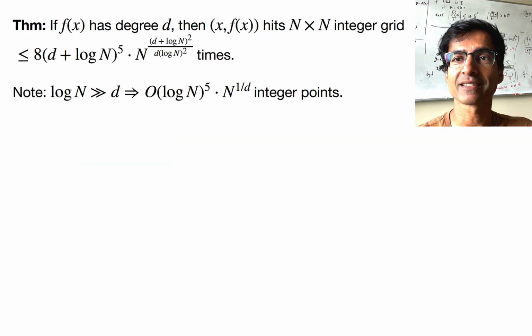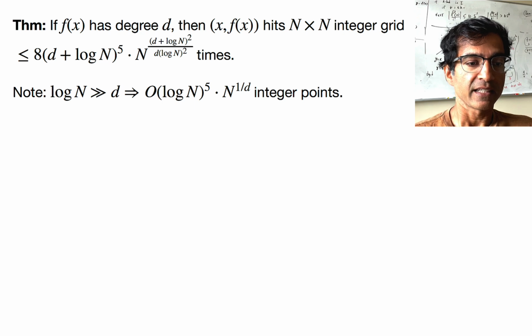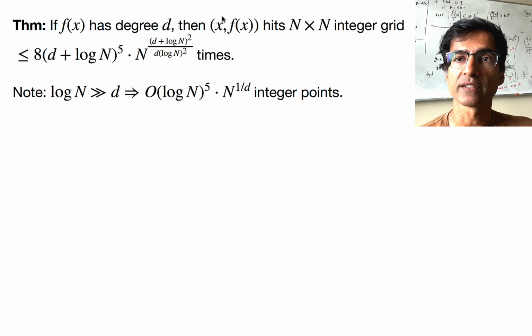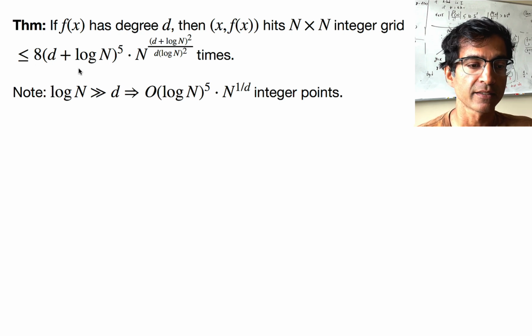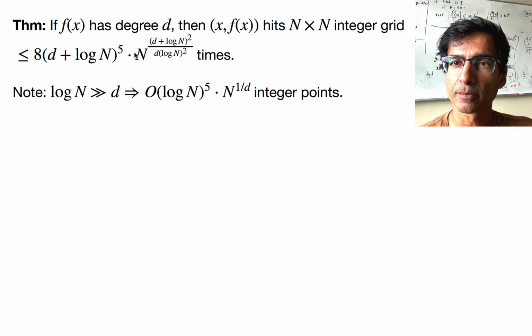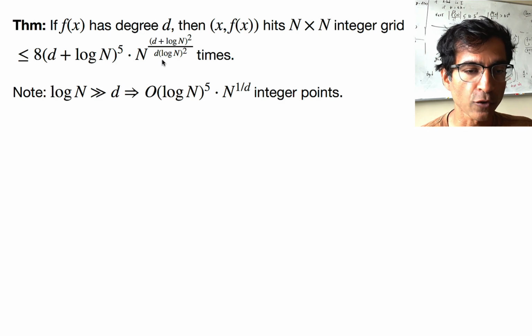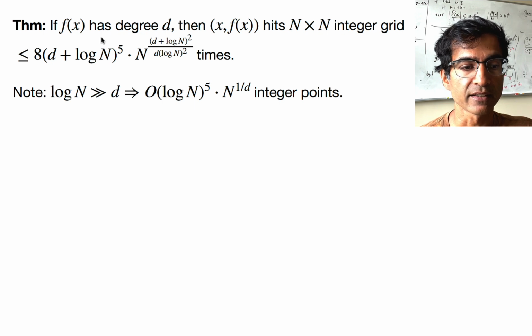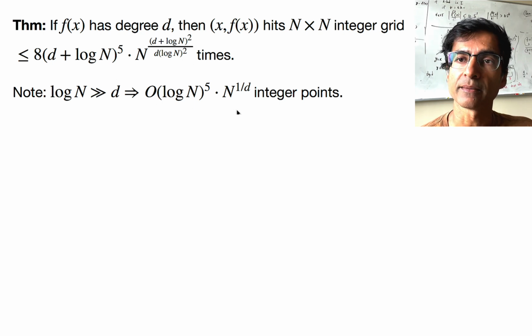So here is a statement of the theorem that I'm going to prove. It says that if f of x is a polynomial of degree d, then there are at most this many integer points of the type (x, f of x) in the n by n grid. Okay. So now this is maybe a formula that's a little bit hard to parse, but one consequence of this formula that's easy to check is that if log n is much bigger than d, then the number of points here looks like polylog n times n to the 1 over d. Okay, the upper bound scales like n to the 1 over d.